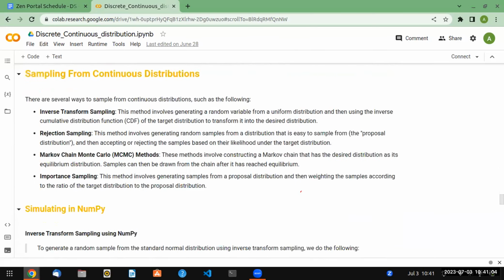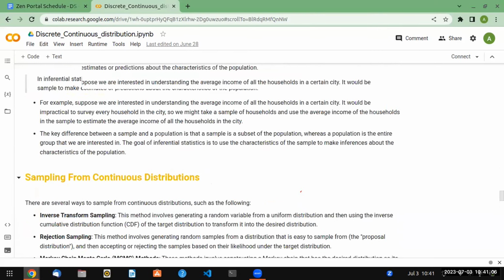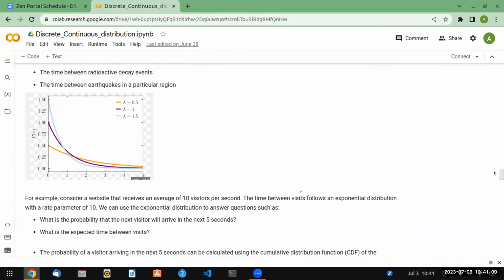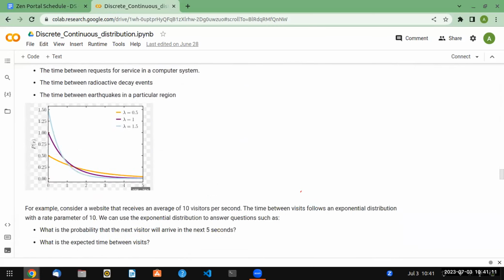Uniform distribution, where we are simulating in NumPy, we'll do it. I'm not sure whether we'll be able to do it today, but we'll try.